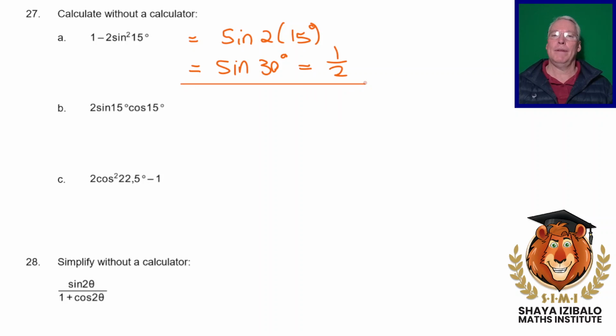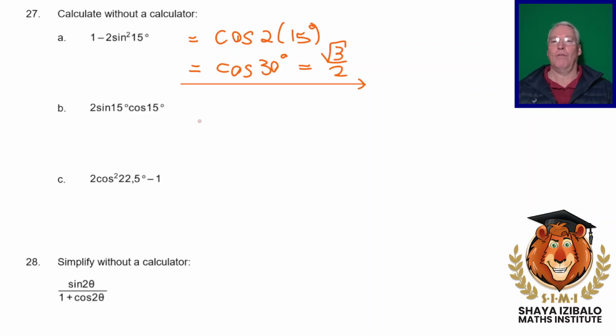Right, the next one, 2 sine 15 cos 15. Well, that's the double angle formula for, sorry guys, I've made a horrible mistake here. That is not the double angle formula for sine. That is in fact the double angle formula for cos. I hope you picked up on my error there. So that's cos, and then in fact that is root 3 over 2.